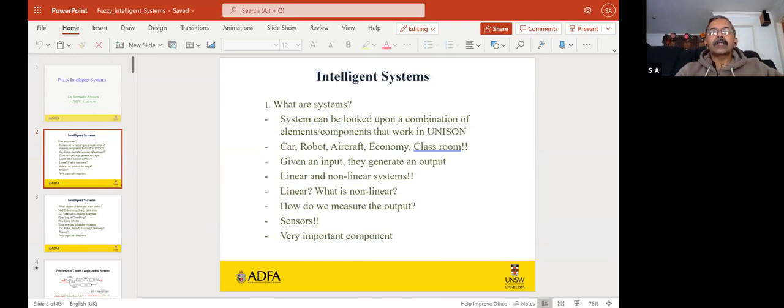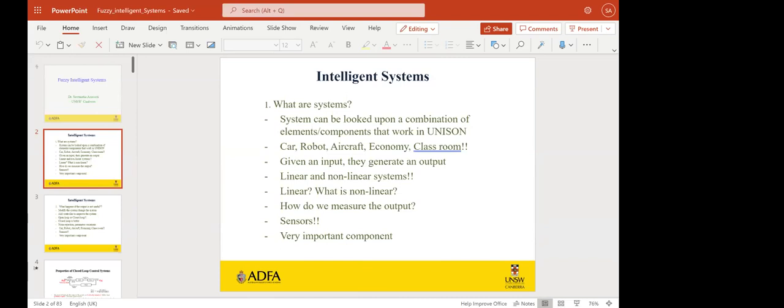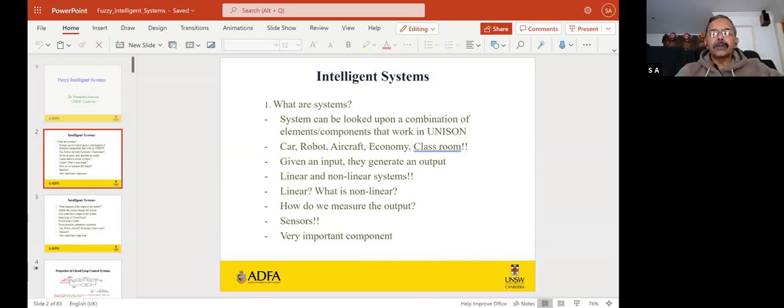Can we look at the classroom as a system? So is a classroom a system? Yes, because the idea is I try to give you some input and the output is the knowledge that you are trying to get, which you can use at some other place. So when you go out and tell others that you have learned a little bit about intelligent systems, that becomes the output that you are looking at.